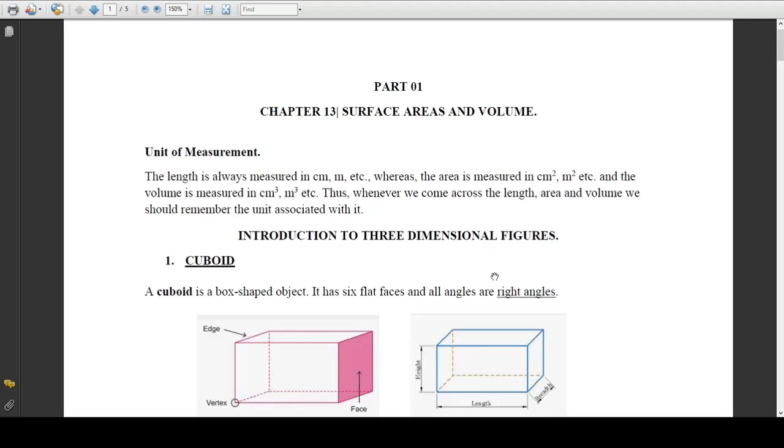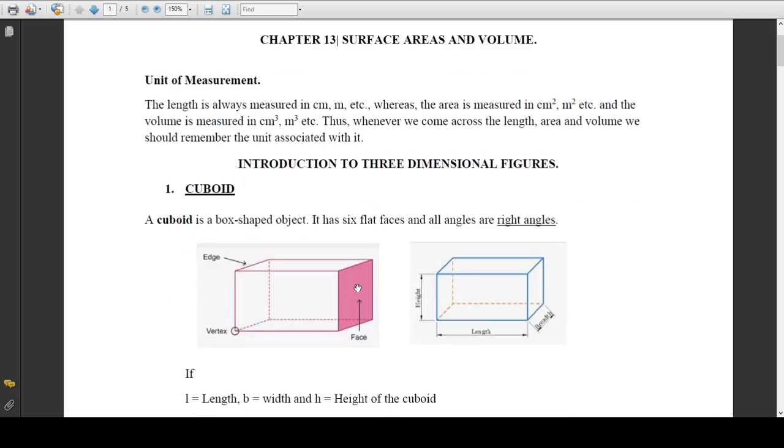Now next we'll discuss the three-dimensional figures which we will come across in this chapter. The first one is a cuboid. What is a cuboid? A cuboid is a box-shaped object which has 6 flat faces and all angles are right angles. You can see it clearly here in the picture I've drawn for you.